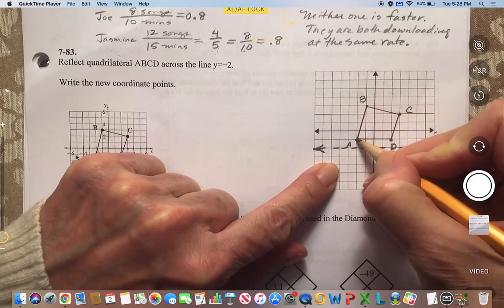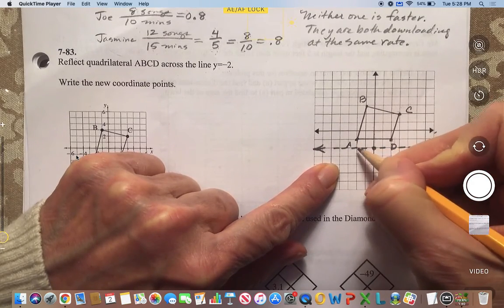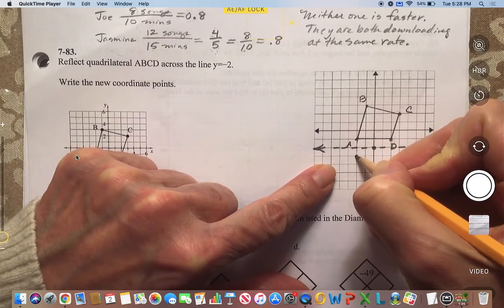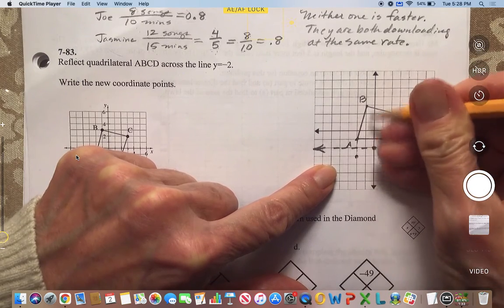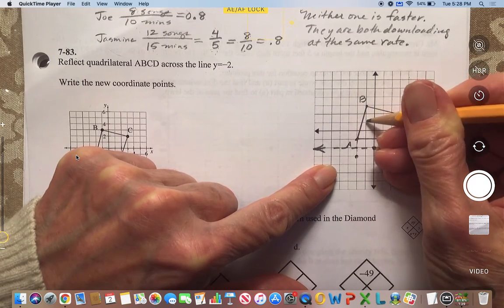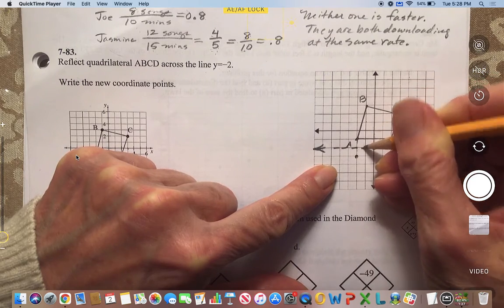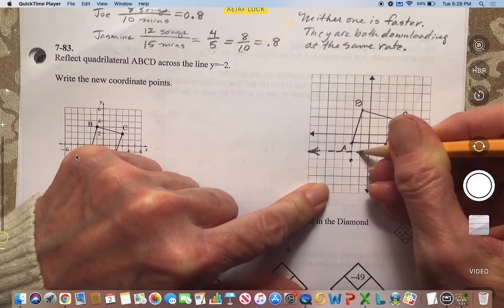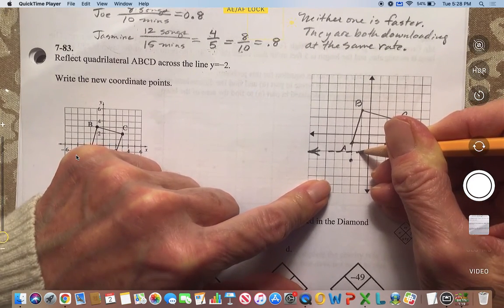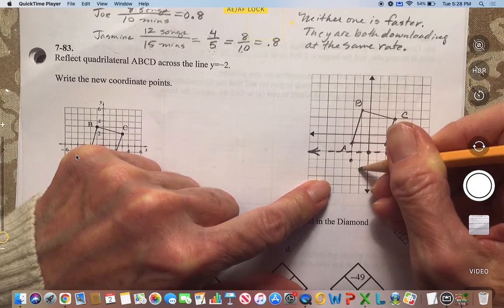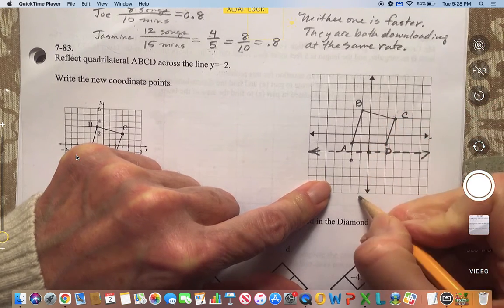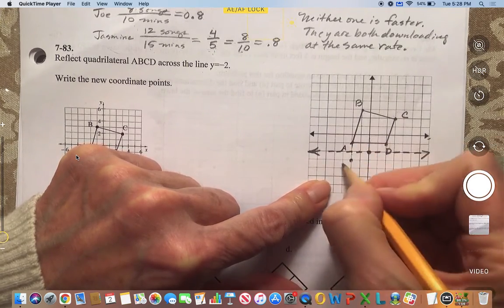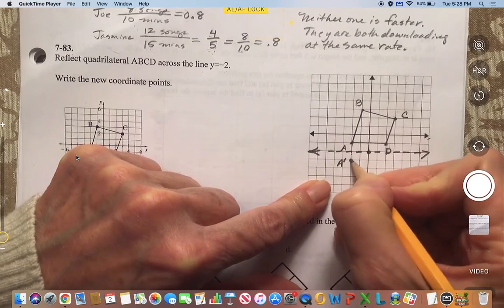So I'm going to look at this point, and I see that it is one square away from the line of reflection. So I'm going to put the new one here. And then point B is 1, 2, 3, 4, 5 squares or units away from the line of reflection. So I'm going to go in the opposite direction. 1, 2, 3, 4, 5. Okay, so that's where the B prime is going to be. And of course, A prime is right here.